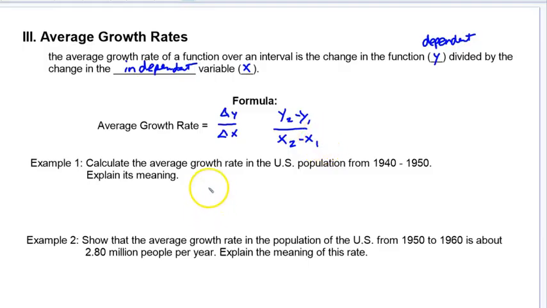Okay, so let's do a couple of examples of those. Calculate the average growth rate in the U.S. from 1940 to 1950. All right, we're using that same table.